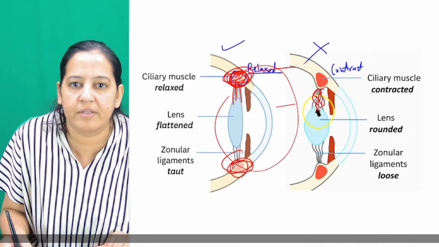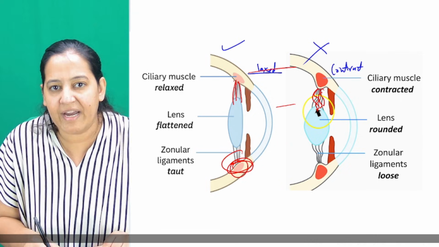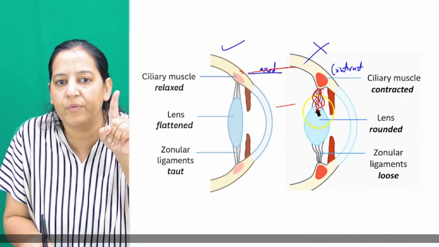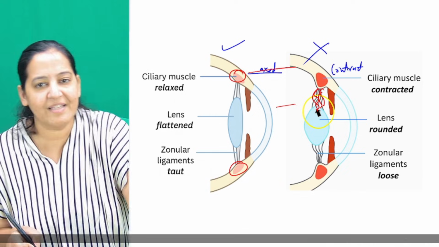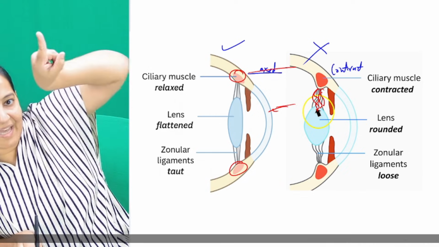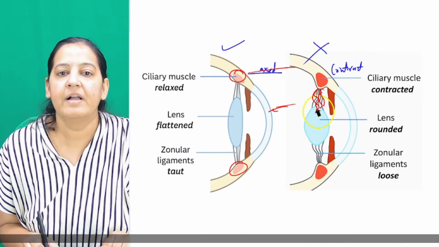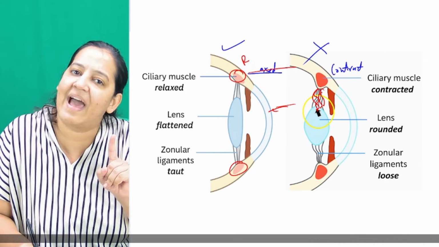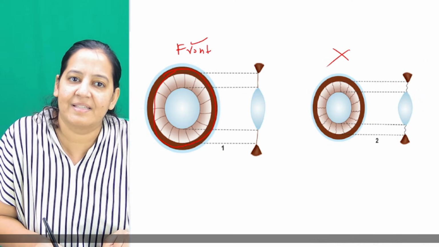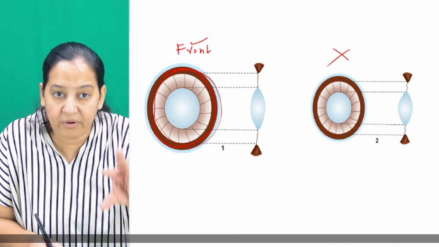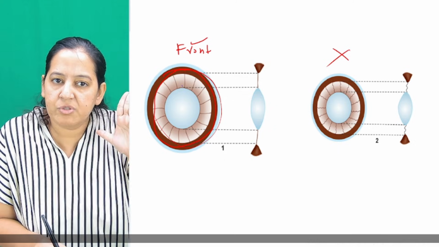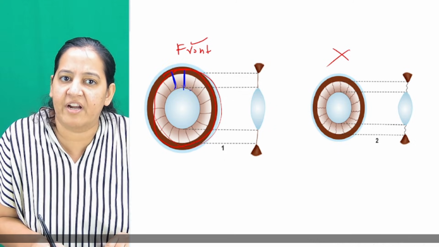Again, see this diagram, not this. See the first diagram. This diagram is the side view. You can see this is the ciliary muscle. If I see the same from the front view, it's like a ring. So imagine when the ciliary muscle is relaxed. See, it is relaxed, so the ring is big. It is relaxed now, so the zonules are tight.